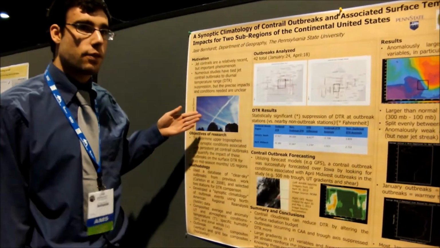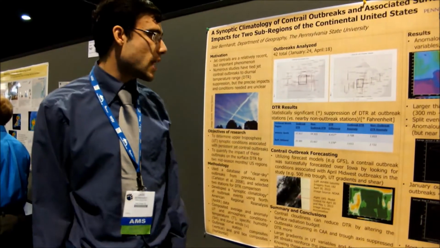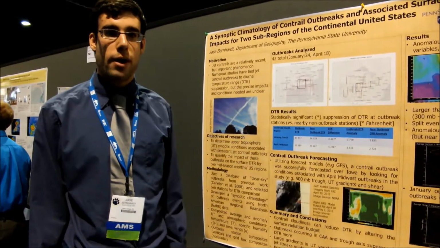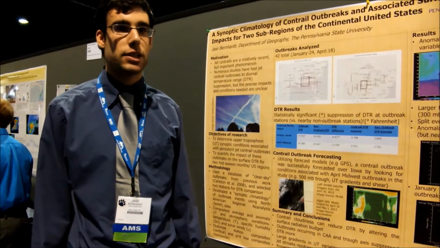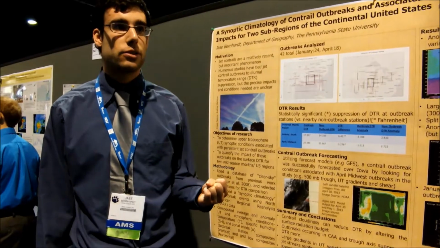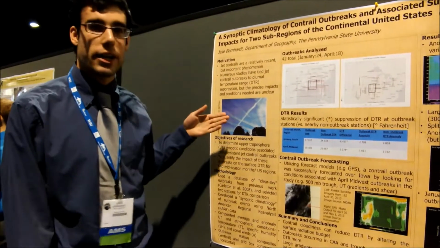So jet contrails form due to jet planes flying high up in the atmosphere and releasing water droplets and other chemicals, and when there's enough ambient moisture at that level of the atmosphere, they can freeze into clouds and form these long, narrow, linear-shaped clouds. These are known as jet contrails.